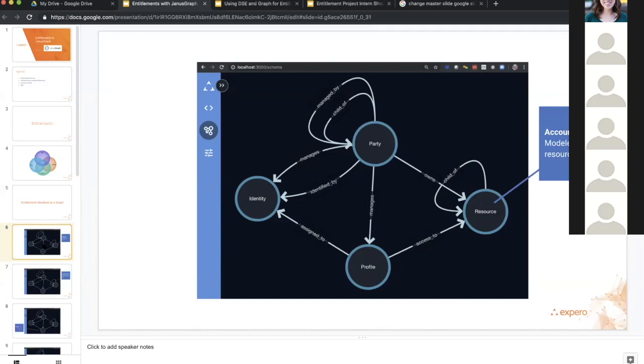So a party may have multiple identities. As an example, I may have an identity that's a Google identity, and then turn around and I also have an AD identity, and I want to be able to access this graph, access this authorization scheme, through any one of those identities.